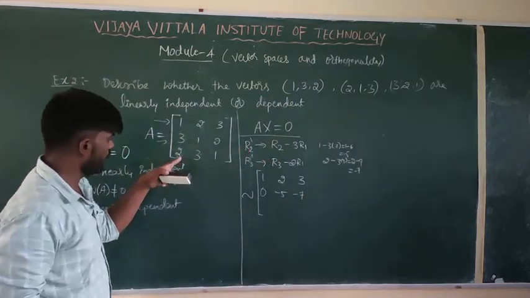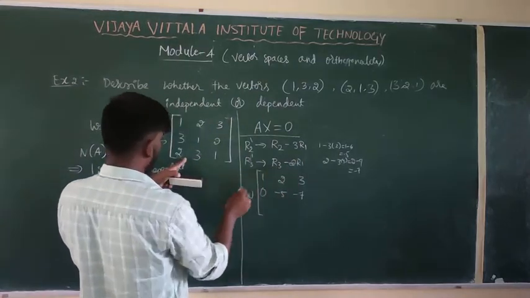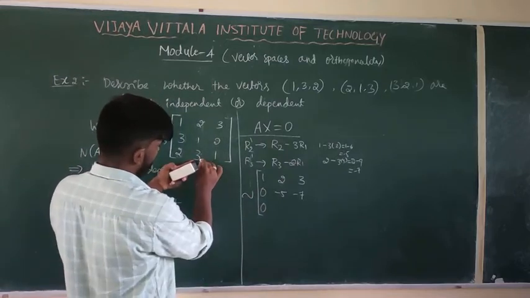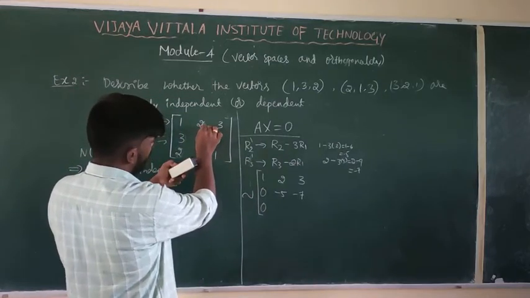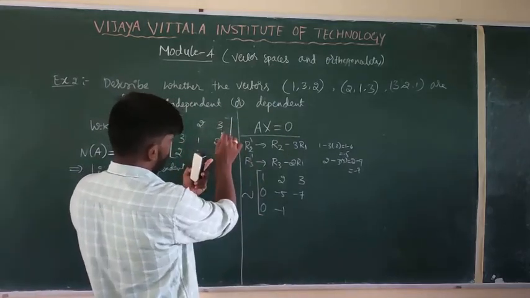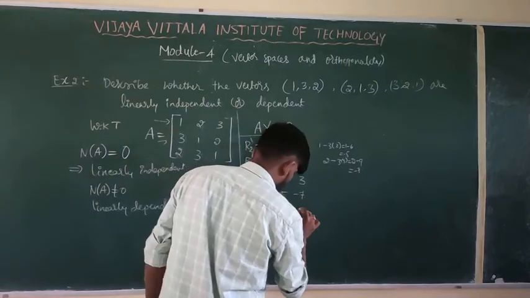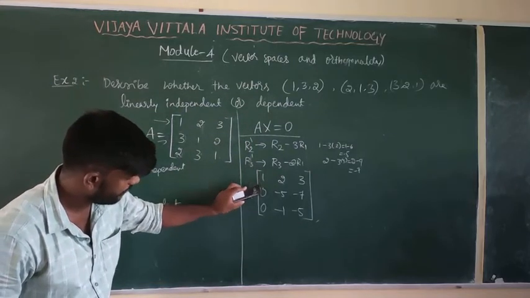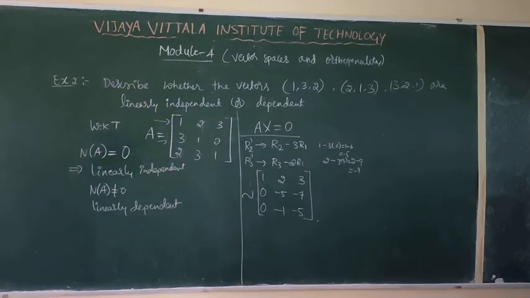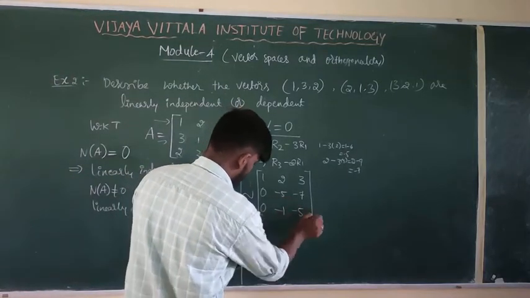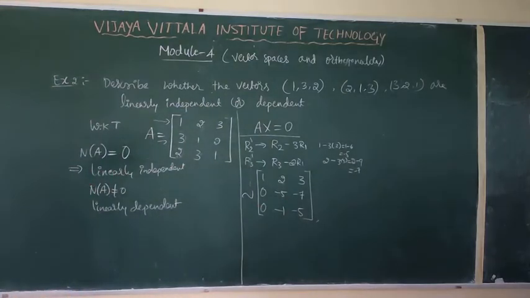In the third row, the operation is R3 minus 2 into R1. 2 minus 2 into 1 gives 0. And 3 minus 2 into 2, that is 3 minus 4, gives minus 1. And 1 minus 2 into 3, that is 1 minus 6, gives minus 5. We are making the other elements below the first pivot element 0. In the second step, if this is the pivot element, we make this element 0.